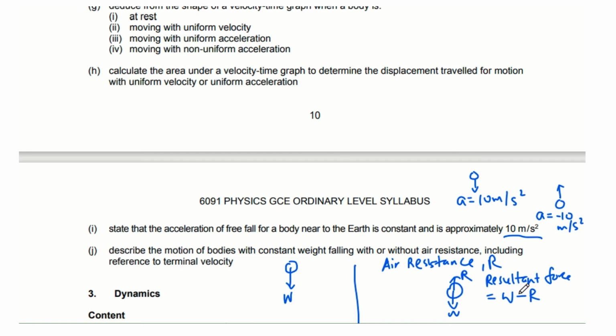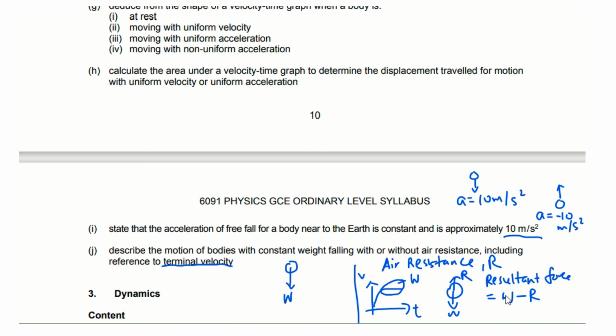When the resultant force is equal to zero, there will be no net force acting on an object. And when there is no net force acting on an object, this one you'll learn more in the chapter on dynamics, it will move at constant velocity. So in other words, you have reached the maximum velocity already. It can no longer increase anymore. And when that occurs, we say that it has reached terminal velocity. So at this point here, it has reached maximum velocity.